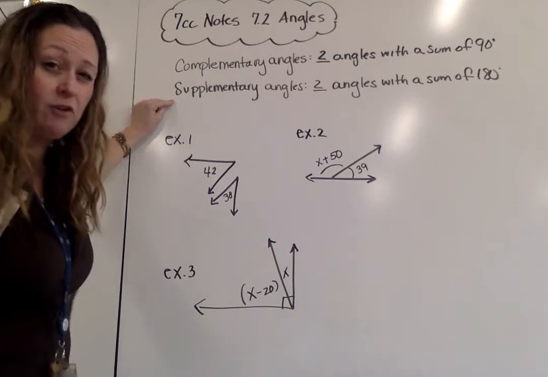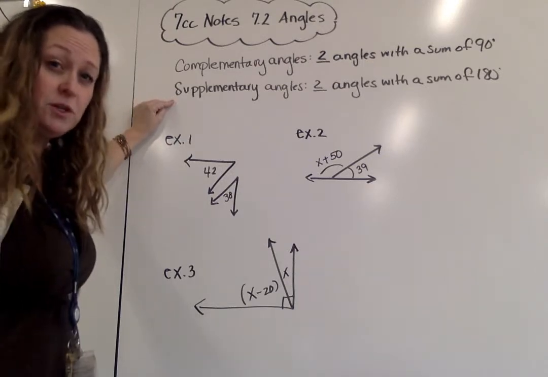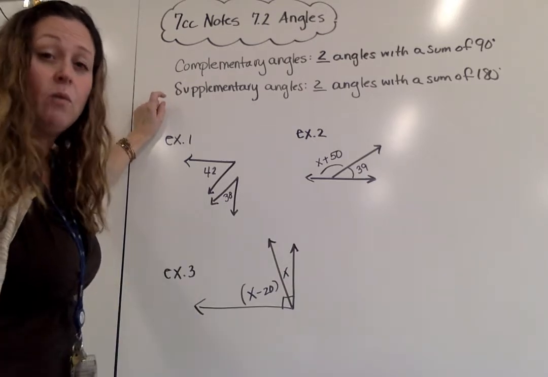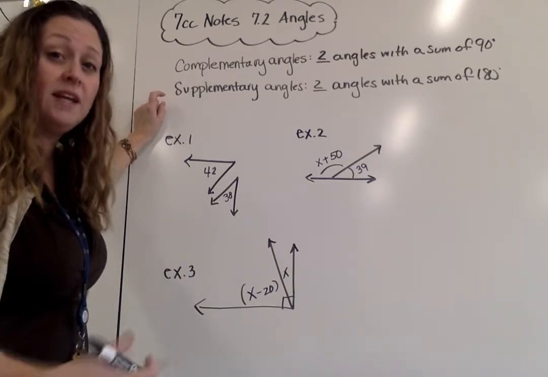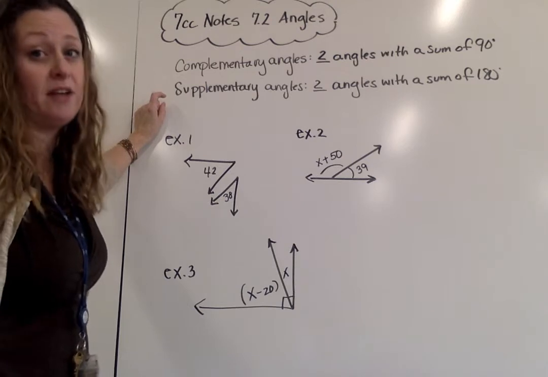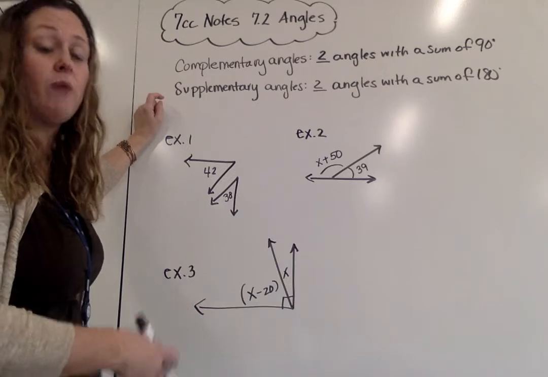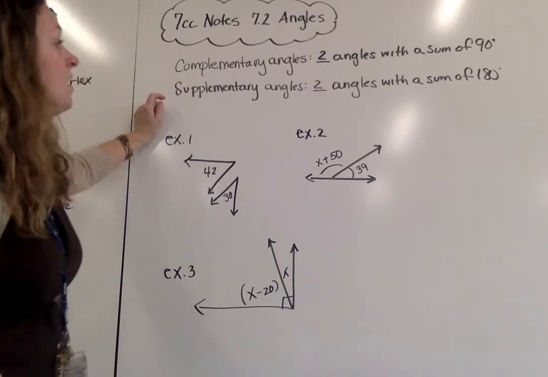An easy way that I've remembered the difference between the two angles is a saying: it is right to give a complement. When it's right to give a complement, right indicates that it's a right angle, which is 90 degrees. So it's right to give a complement indicates that complementary angles are right angles, which are 90 degrees.